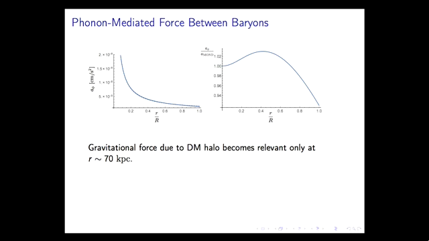Is there a non-Lagrange degree of freedom that mediates this force? Why 70 kiloparsecs? What is the phonon mass? You say a phonon mediates it. It's a massless particle. Okay, but why doesn't it violate the equivalence principle if you add a scalar coupling to baryons by hand?